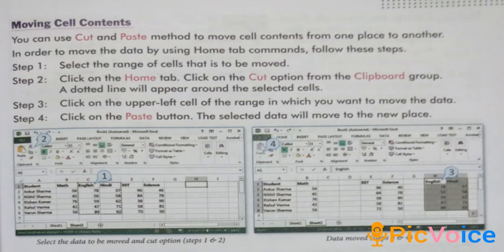Moving cell contents. You can use cut and paste method to move cell contents from one place to another. In order to move the data by using Home tab commands, follow these steps. Step 1, select the range of cells that is to be moved. Step 2, click on the Home tab, click on the cut option from the clipboard group. A dotted line will appear around the selected cells. Step 3, click on the upper left cell of the range in which you want to move the data. Step 4, click on the paste button. The selected data will move to the new place.